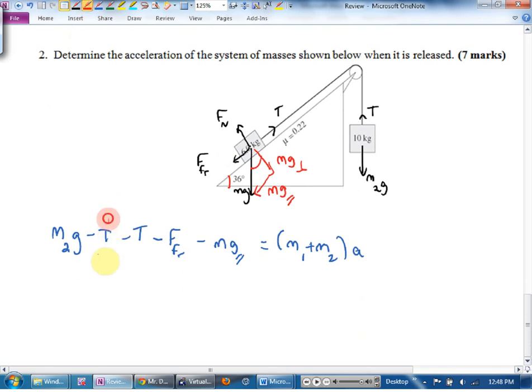Friction is what times what? Mu times the normal force. I don't know the normal force. Oh, but look. I know another force the same size as the normal force. What? Mg perpendicular, minus Mg. And you know what? It's mass 1. I should include that. G parallel. That equals A divided by mass 1 plus mass 2.